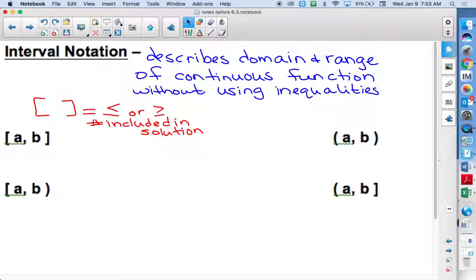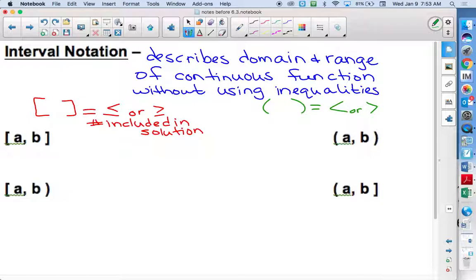So a bracket means that the number is part of our domain, it's part of the range, it's part of the answer. And we used greater than or equal to, less than or equal to before. So the equal to part, now we're translating into a bracket. The other option would be the set of parentheses, and that's just when it's less than or greater than. It's not equal to it. So that number is not a part of the answer. It might get really close to it, but it never becomes the exact value of the answer.